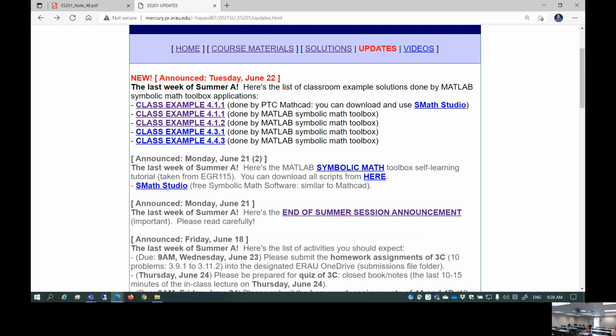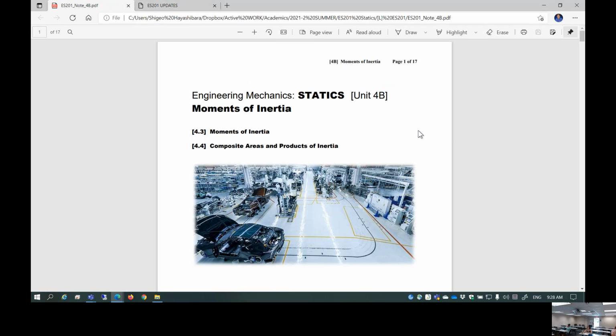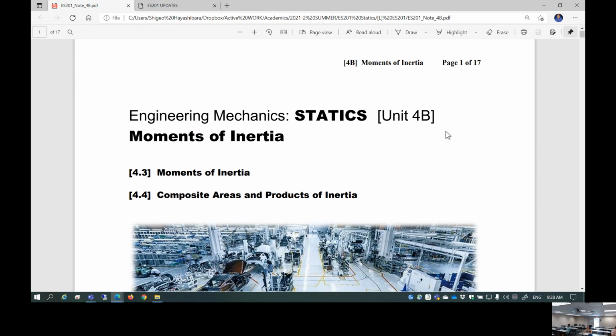So today we are going to take a look at Unit 4B, the last unit of the ES201 statics: moments of inertia. There are a few class examples. I also used MATLAB Symbolic Math. I just posted them here, so please take a look by yourself. So today we are going to get into Unit 4B, moments of inertia.